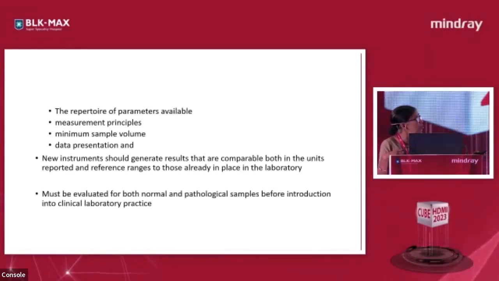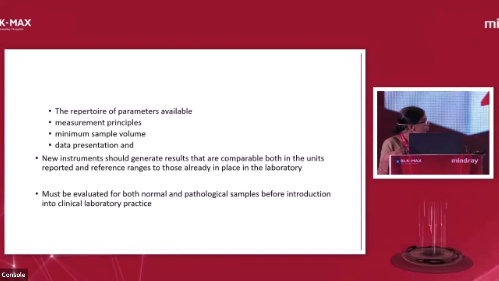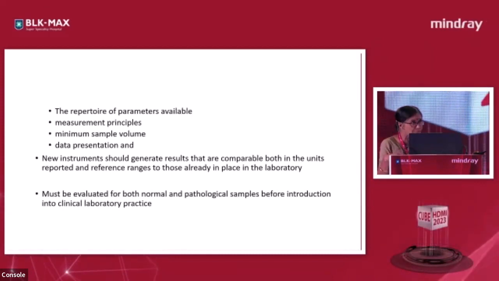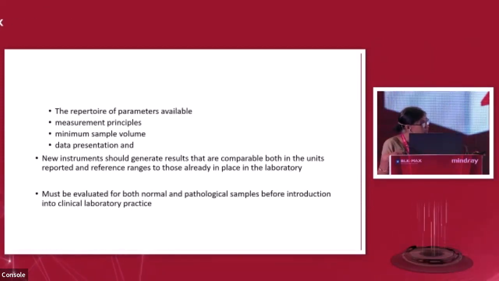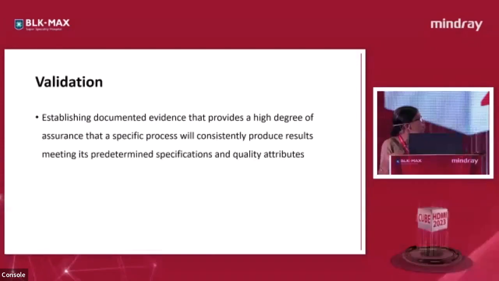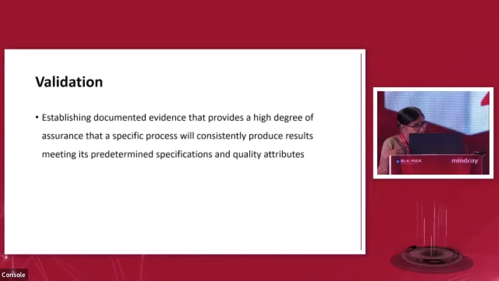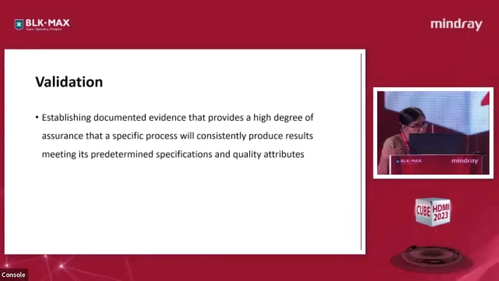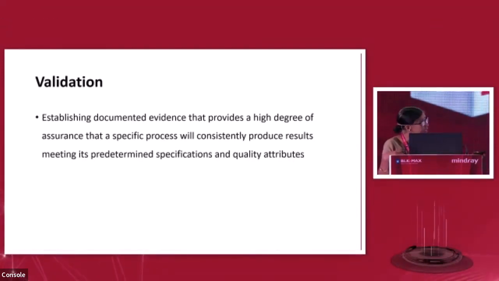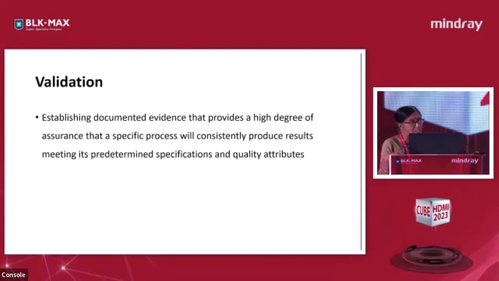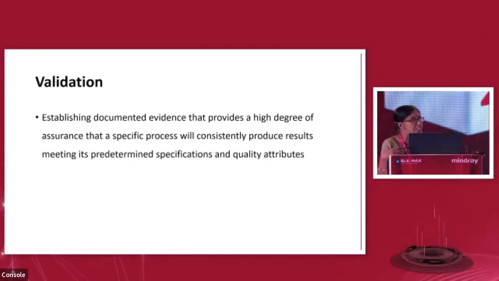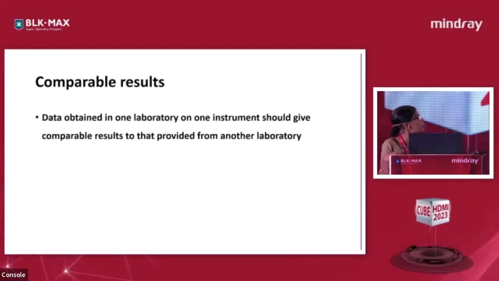So the new instrument should generate results that are comparable both in the units reported as well as reference ranges that are already in place in the laboratory. Of course, it must be evaluated with both normal as well as pathological samples before introducing it into routine lab practice. So that's when the term validation comes into picture. When we talk about validation, it's establishing documented evidence that provides a high degree of assurance that a specific process will consistently produce results meeting its predetermined specifications and quality attributes.